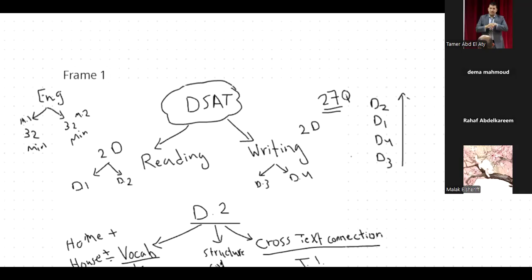They are going to start with domain 2, then domain 1, then domain 4, then domain 3. So because of that, I told you to start from domain 3 till domain 2. Domain 3 relates to rhetorical synthesis and transition. Domain 4 is conventions of standard English, boundaries and form, sense, and structure. Domain 1, information and ideas. Domain 2, the craft.